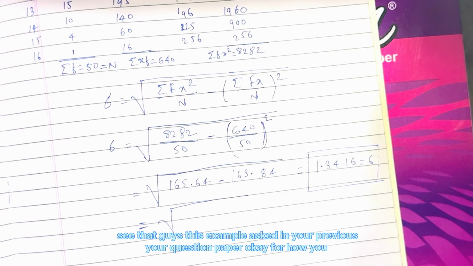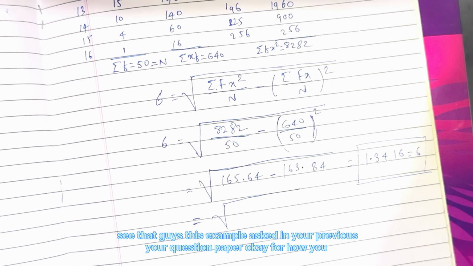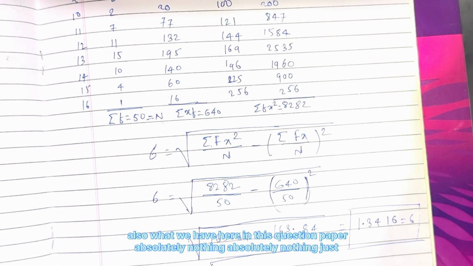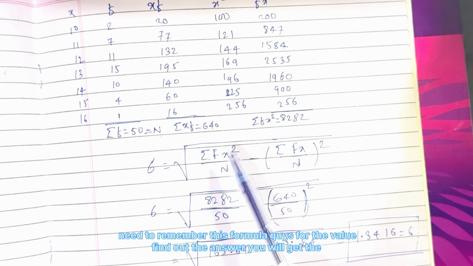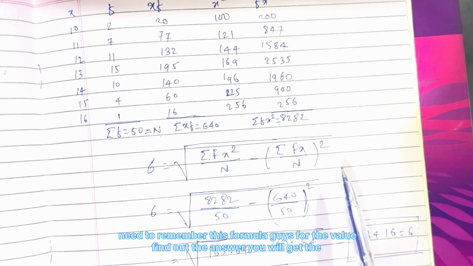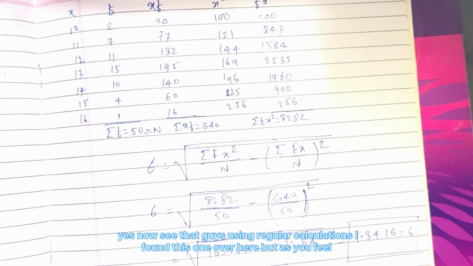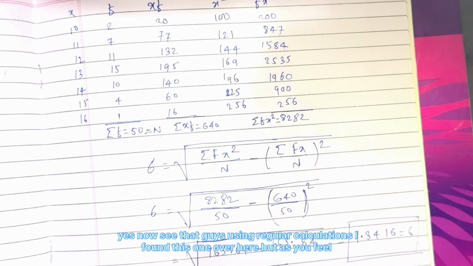Now see that, guys, this example was asked in your previous year question paper for 5 marks. What do we have here in this question paper? Absolutely nothing. Just remember this formula, guys. Put in the values, find the answer, and you will get the correct answer over here. Make sure that you don't make mistakes in calculations. Now see that, guys, I found this using regular calculations.